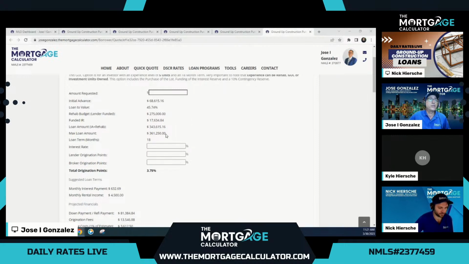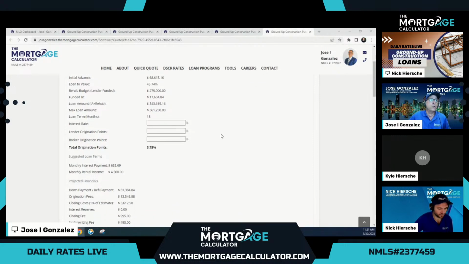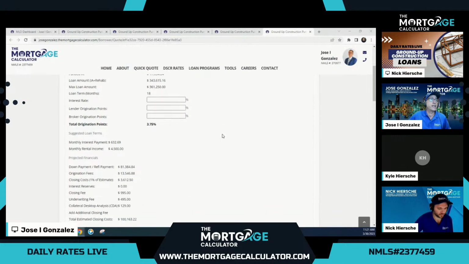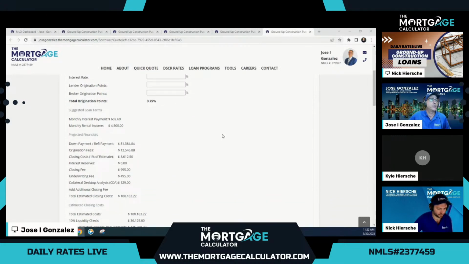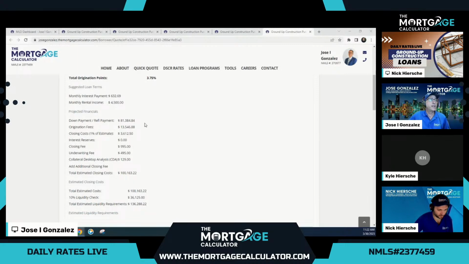So they're going to give this borrower $361,250 as the total. But here we can break it down a little bit more. So you see how they're calculating it. This is the out of pocket for this deal on the day of closing. So you have your down payment, you have origination, closing costs. Mind you, this doesn't include some of the title fees and all that. This is just some system generated items with the lender fees and stuff.